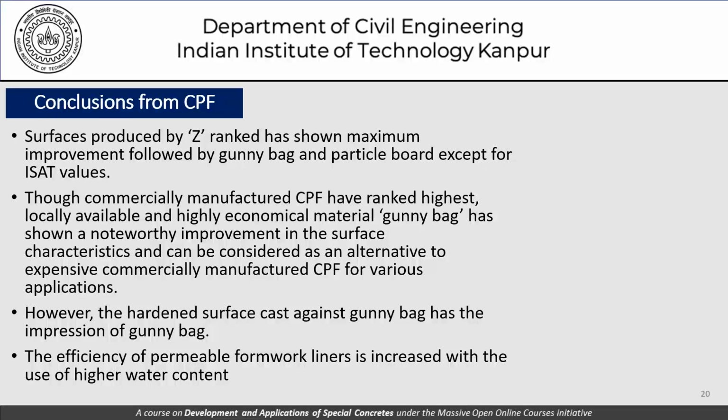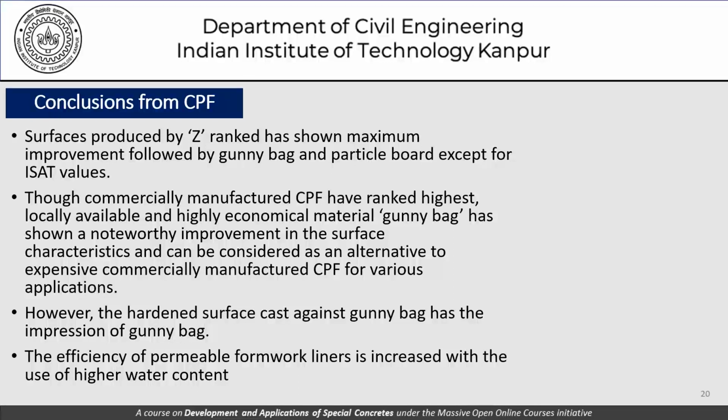This slide only presents the summary of the results that we got from our studies here in IIT Kanpur, that the surfaces produced by Z, that is the commercially available CPF liner, ranked the best. That is, they showed the maximum improvement, followed by gunny bags and particle boards, except for ISAT values. Though commercially manufactured CPF liners have ranked highest, locally available and highly economical materials such as gunny bags have also shown a noteworthy improvement in the surface characteristics and can be considered as an alternative to expensive commercially manufactured CPF liners for various applications.